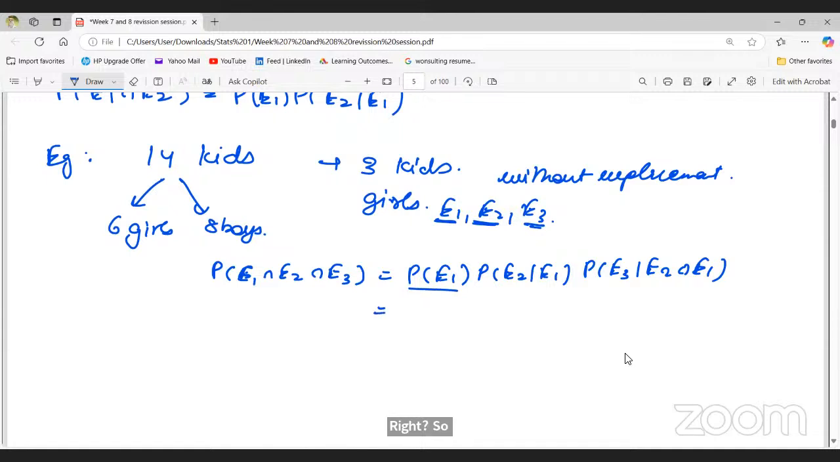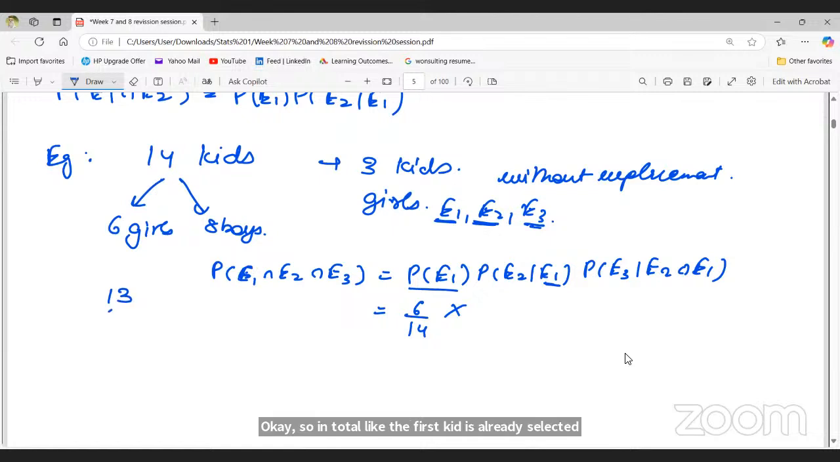What is the probability of E1? The first kid that I'm selecting should be a girl. So what is the probability of choosing a girl? It would be 6 by 14. Now the condition is that I have selected the first one as a girl. So the first kid is already selected, and in total we have 13 kids now, and from that we have 5 girls and 8 boys.